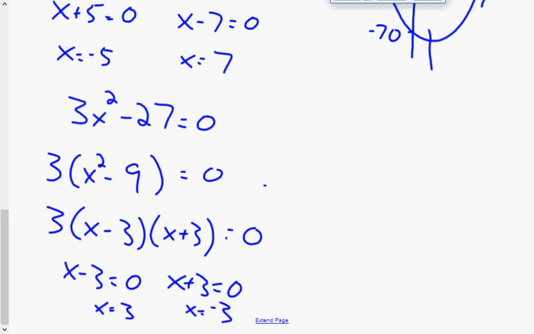So there's my x-intercepts for this one: negative 3 and positive 3. Okay. That's nice. It's not so bad, right?